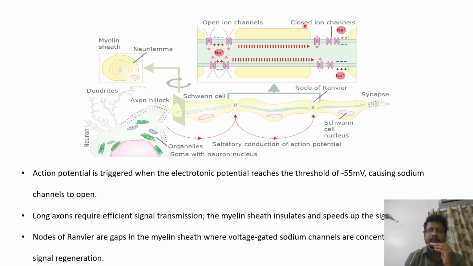This is a Schwann cell which produces the myelin sheath. These are the nodes of Ranvier, and this is the synapse where neurotransmitters travel. We can see that in this diagram. So in saltatory conduction, actually nothing jumps.